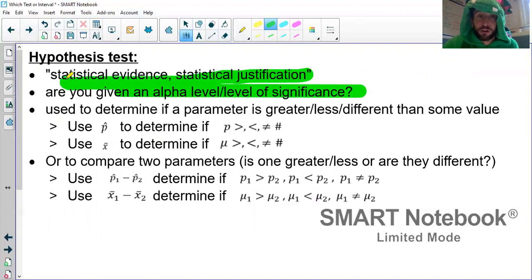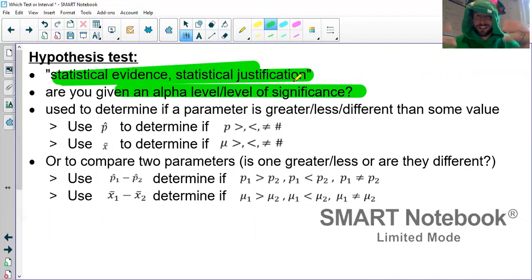They also use these phrases, statistical evidence, statistical justification, a lot. Now, I will, on a side note, say there are many problems that ask for that statistical justification that are kind of intended to be approached with a hypothesis test that you could answer using an interval, right? And we've seen that multiple times, using an interval to decide if we think some true mean is above or below some value, or if there's a significant difference, whatever.